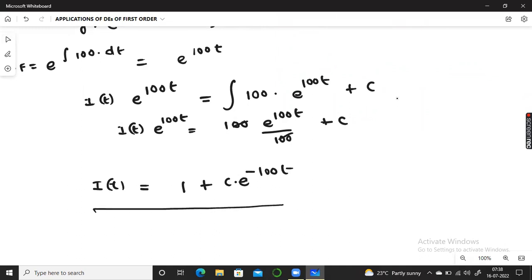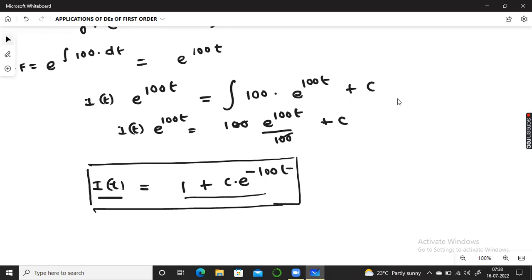This is a real constant, anyhow: 1 plus c into e power minus 100 t. This is the equation. It means this is the solution of the differential equation. Not a given differential equation, we have formed the differential equation out of the given circuit. In this, I is the dependent variable in terms of time, so finally I got the answer in terms of time only. The way they have given the question, the same way our answer should be. Even we have seen so far many methods with y in terms of x, x in terms of t; here it is I in terms of t, that is the only difference.